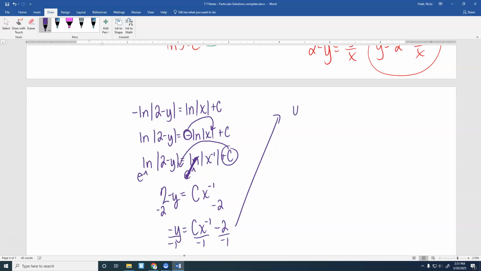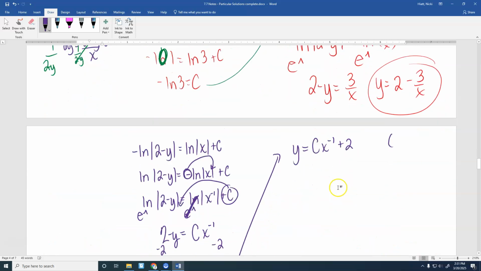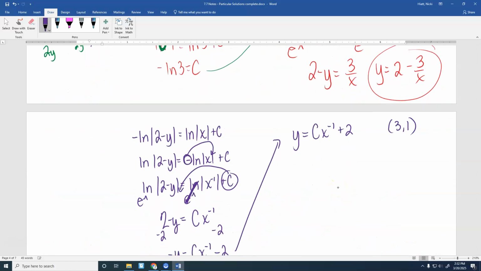So y equals, technically it's a negative c here. Does it matter if it's a negative c? C's unknown, so I would just leave it a c, x to the negative 1 plus 2, right there. If you want to make it a negative c, it can still work out. It's fine. It's just less you have to worry about in the next step. And so then, if you solve it for y first, then plug in your coordinate. The coordinate you're plugging in was (3, 1). So you got 1 equals c times 3 to the negative 1 power plus 2.